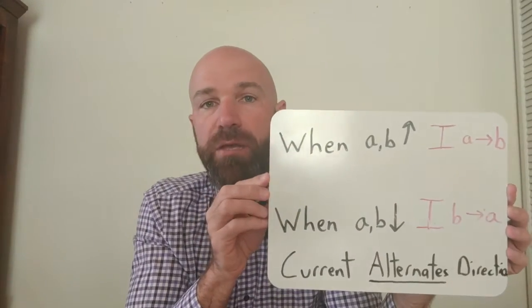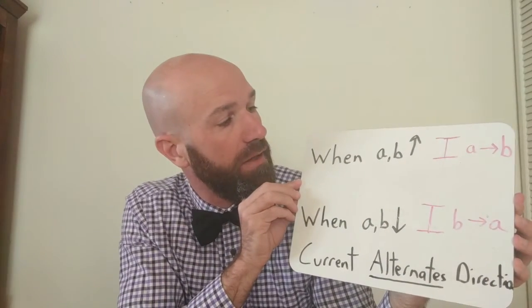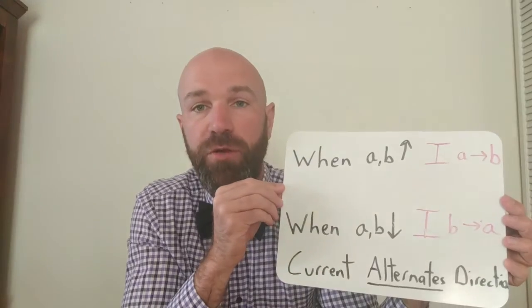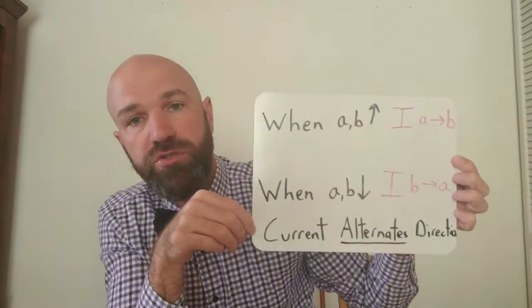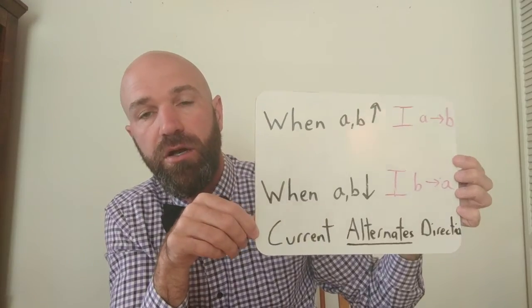So essentially, to summarize that, when A and B went up, the current went from A to B. When A and B went down, the current went from B to A. It changes direction. So in other words, the current was alternating direction, all right? So let's look at that on a simple circuit and see the differences from what we've seen before to what we just figured out now.